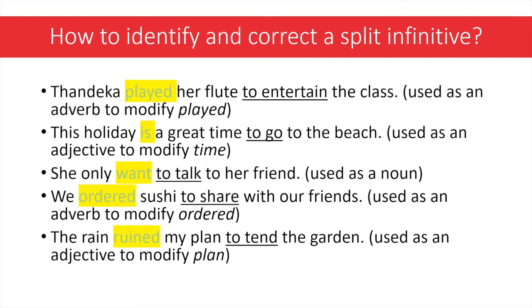To share there. Right, the rain ruined my plan to tend the garden. Here, it's of course an adjective, and it tells us more about the plan. So be careful when working with these, when you're identifying them as your parts of speech. As you can see, they have different functions. So of course, you would have to identify them differently.